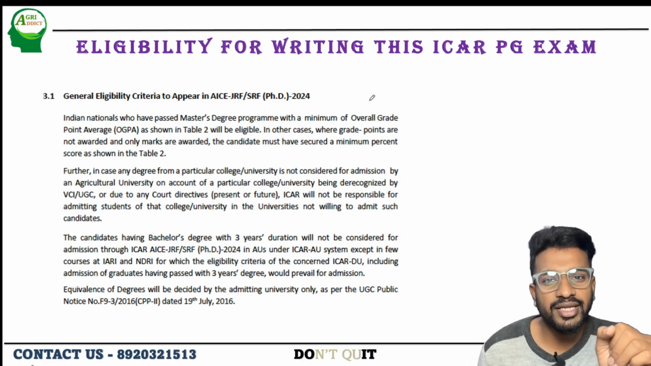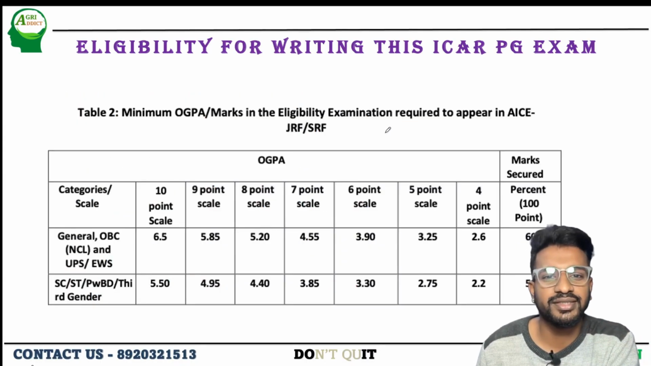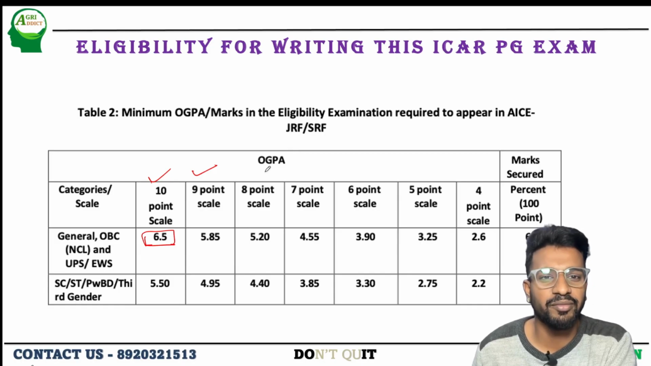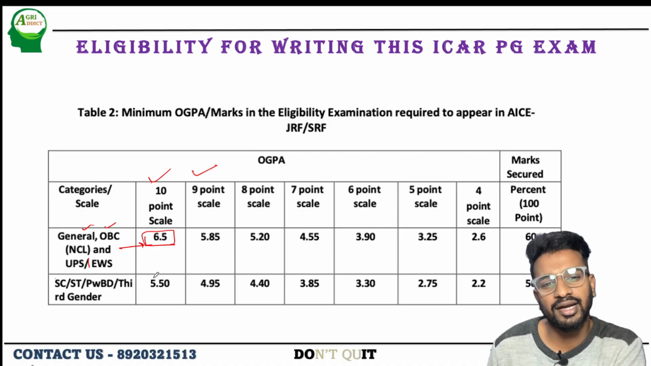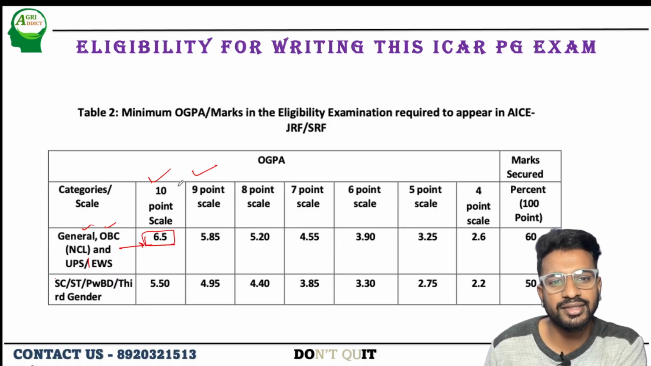Talking about the eligibility to write this exam, we should have overall grade points which are listed in this table. If it is a 10-point scale or 9-point scale, there are different grade points which are the minimum eligibility requirement for the different categories, like OBC, General, NCL, UPS and EWS. The grade points are the same for these, but for SC, ST, PWD and third gender, the grades are a little less compared to the above. Okay, this is regarding the OGPA.